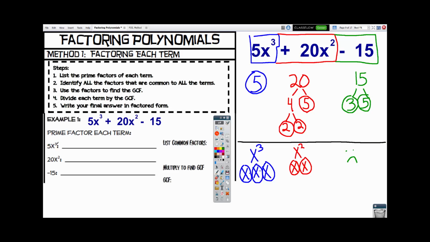So 5x to the power of 3, if we write it as nothing but prime factors, that's going to be 5 times an x times another x times another x. Okay, all I did was I wrote everything that was circled over here on this line.